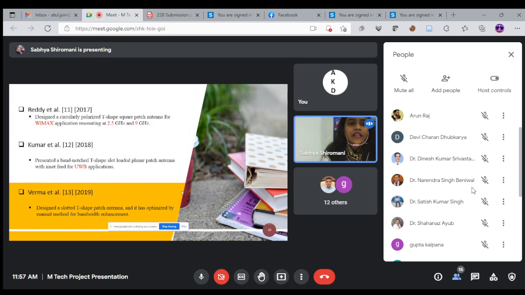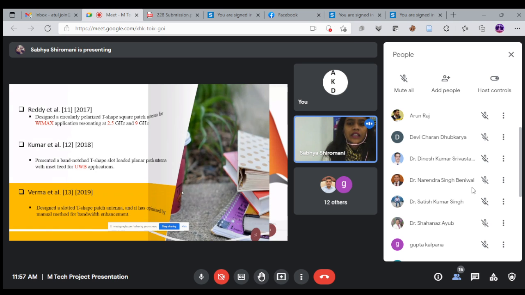Reddy et al. have designed the circularly polarized T-shaped square patch antenna, which had its application in WiMAX, with the resonating frequency between 2.5 to 9 gigahertz. Kumar et al. have designed the band-notch T-shaped slot planar antenna with inset feed for ultra-wideband application. Verma et al. have designed the slotted T-shaped patch antenna, and it was optimized by the manual method for bandwidth enhancement.